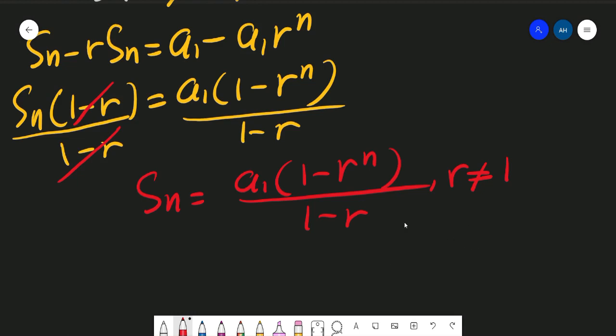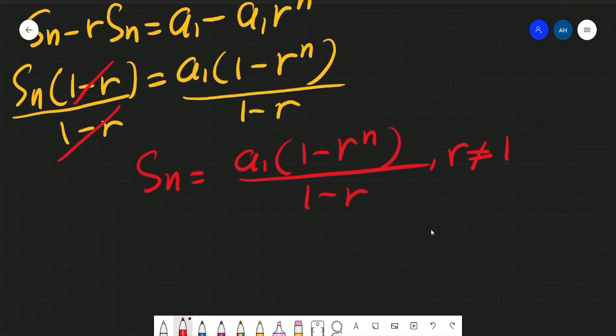So this is the second version of the formula for the partial sum of the geometric series. We can use this version or the previous version, as we explained in the previous discussion. Both formulas are valid, and we can use either one of them to find the partial sum, only that we cannot have r equal to 1.